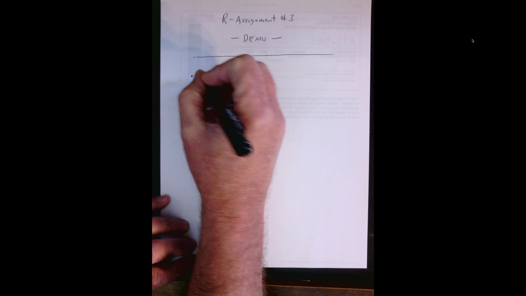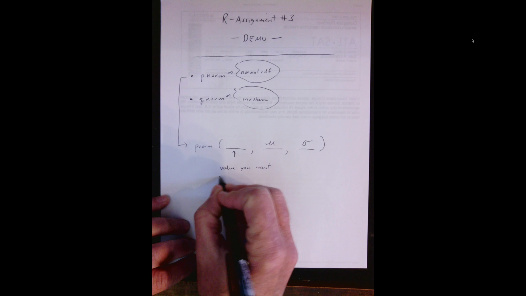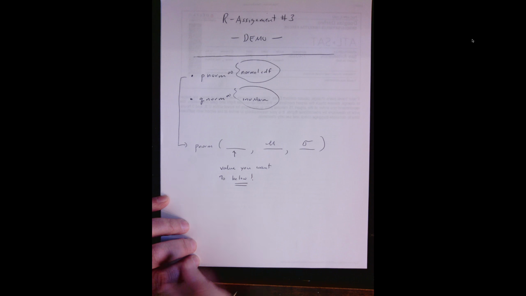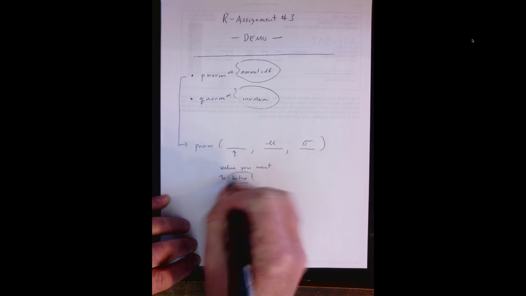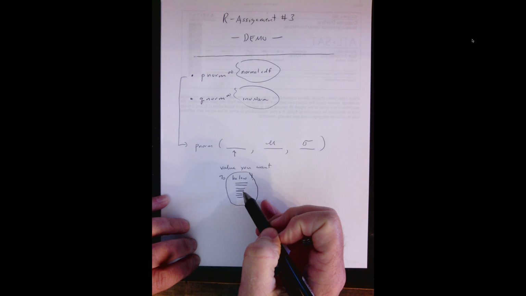P-norm will require you to put in 3 values. The second and third values are always the same. It's going to be the mean and the standard deviation. And P-norm is the value you want the percentage below for. Now guys, let me make a point of this. Whatever value we put in here, it's going to give us the percentage below.